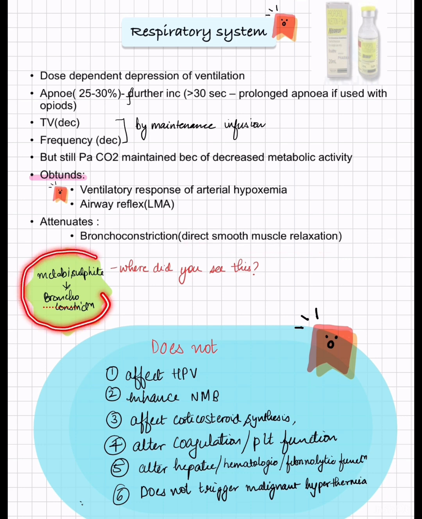You saw this content, metabisulfite, somewhere. Can you tell me where did you see this? It causes bronchoconstriction. Yes, you saw this in the generic formulation of propofol, which was the older version of propofol used.